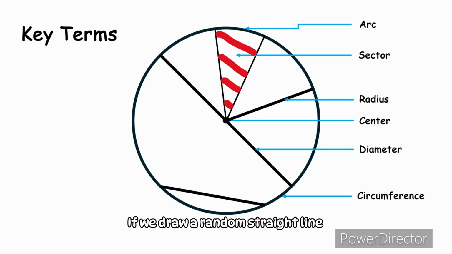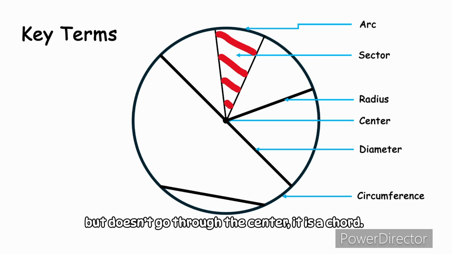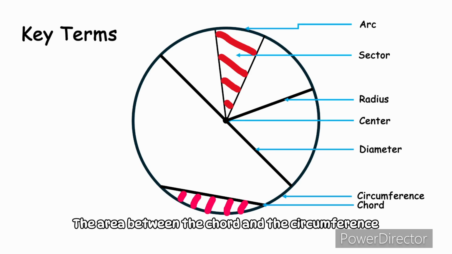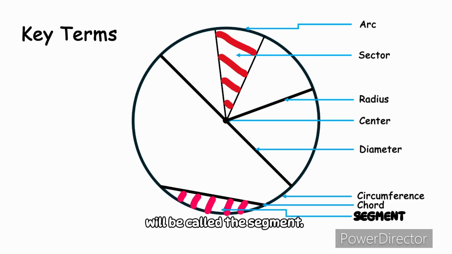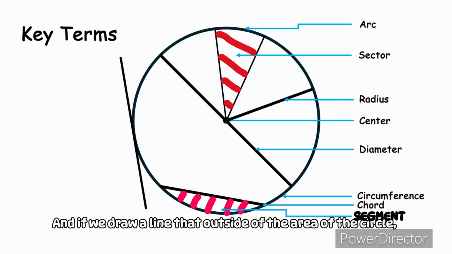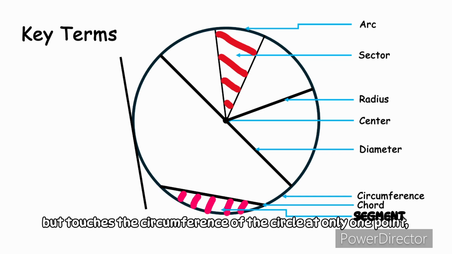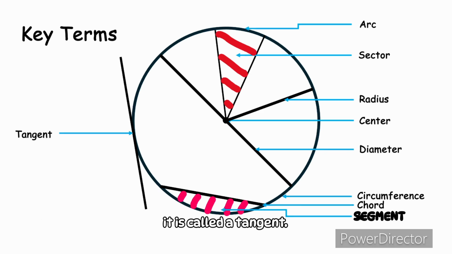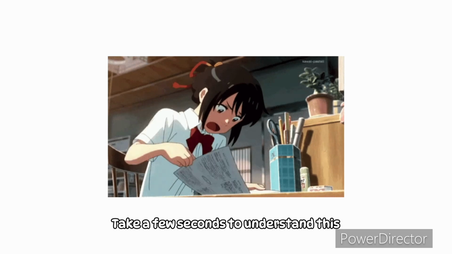If we draw a random straight line that touches 2 points at the circumference but does not go through the center, it is a chord. The area between the chord and the circumference will be called the segment. And if we draw a line that is outside of the area of the circle but touches the circumference of the circle at any one point, it is called a tangent. Take a few seconds to understand this, then we'll move on.